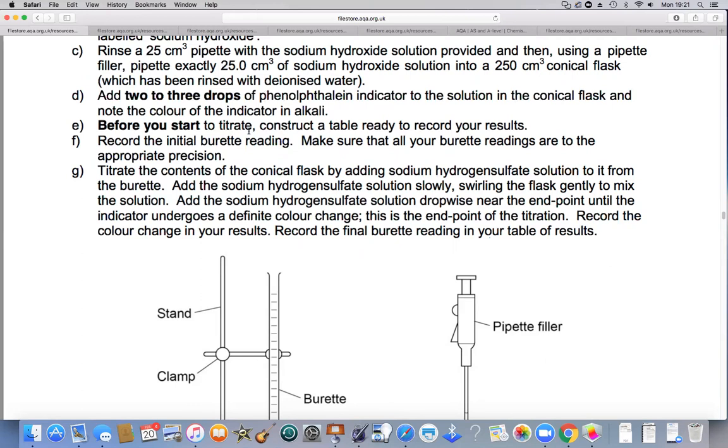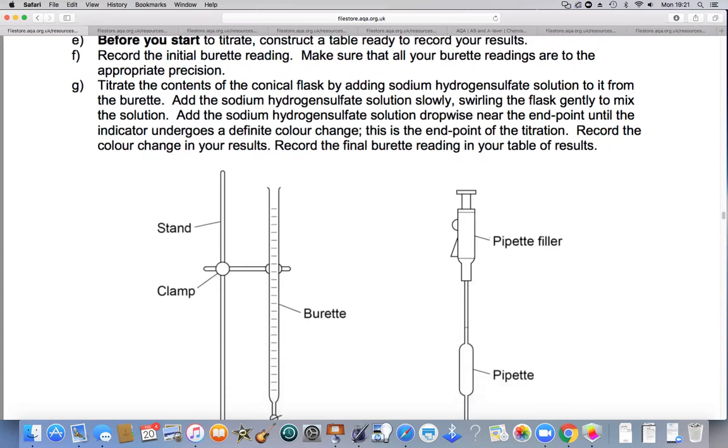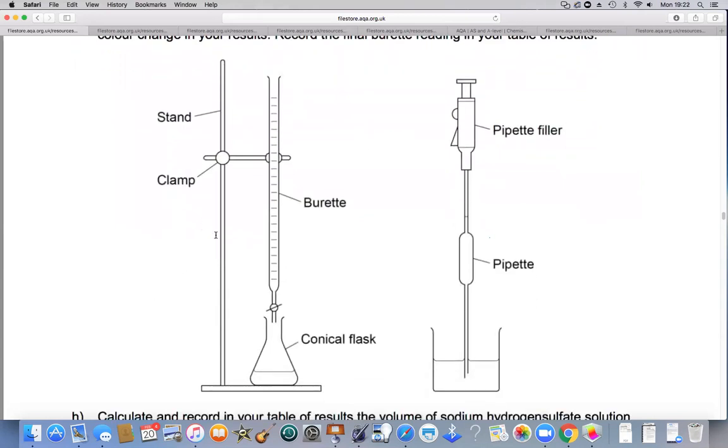Right. So moving on. Construct the table and then titrate. A word on the burette. When you fill the burette, there is a gap where I'm holding my cursor down here between the burette tap and the tip of the burette. That should be full of liquid. The reason being that if there is air in there, then that will affect your burette reading. That's something that we will come back to later on.